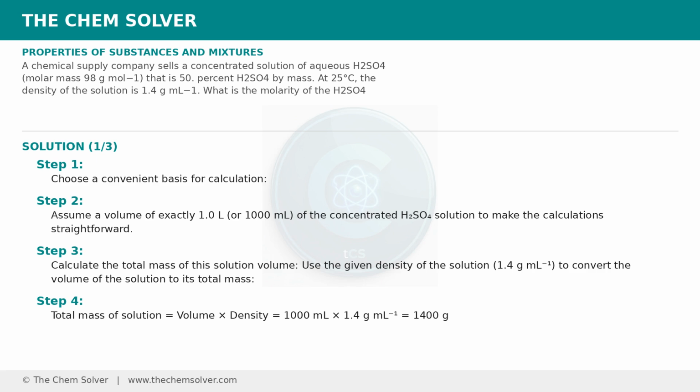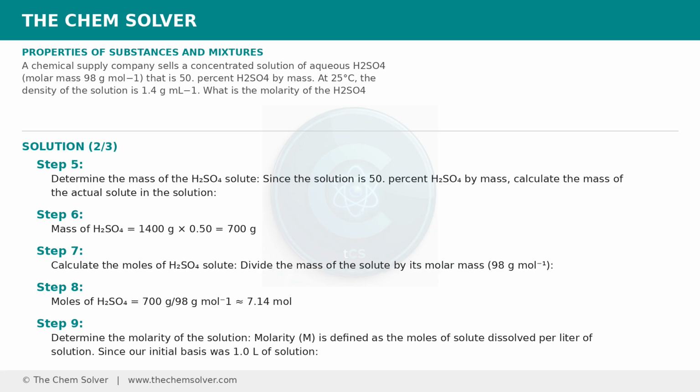Use the given density of the solution, 1.4 g mL^-1, to convert the volume of the solution to its total mass. Total mass of solution equals volume times density, equals 1,000 milliliters times 1.4 g mL^-1, which is equal to 1,400 grams.